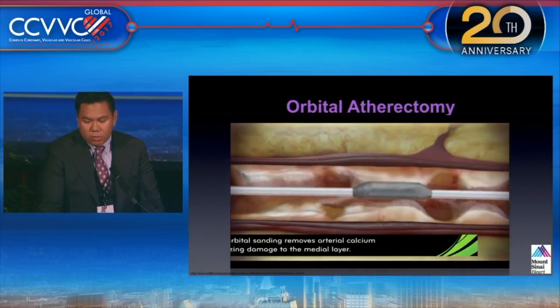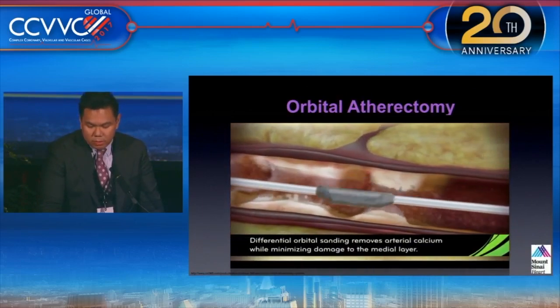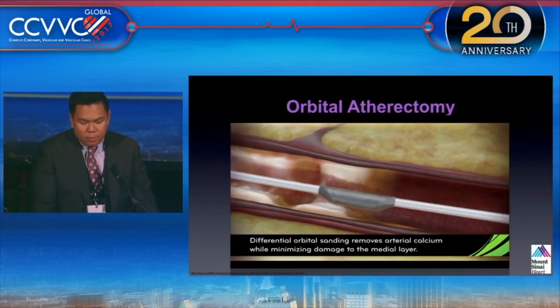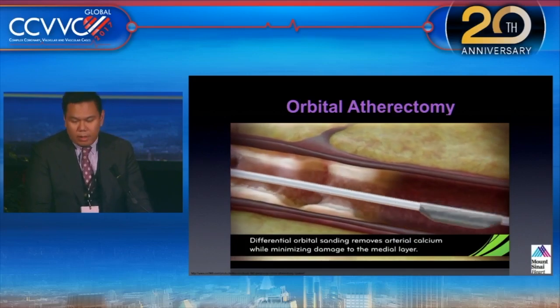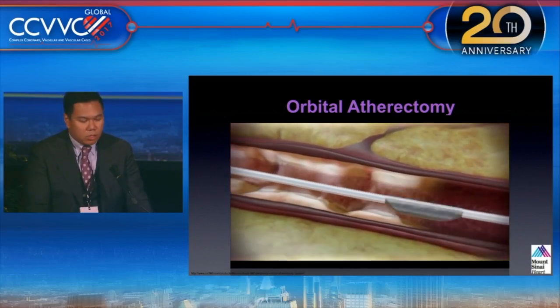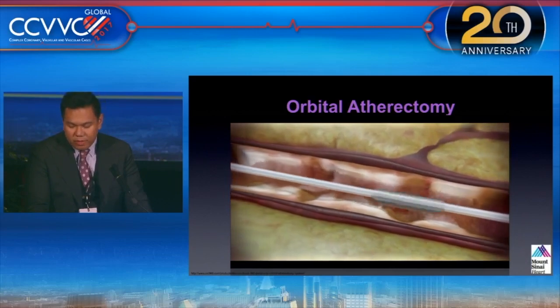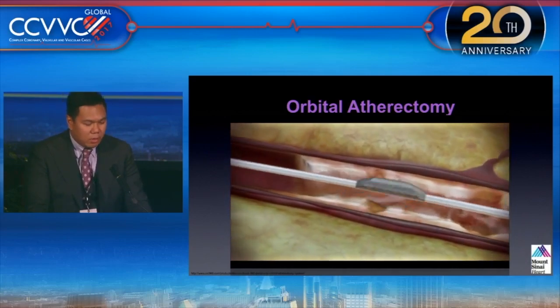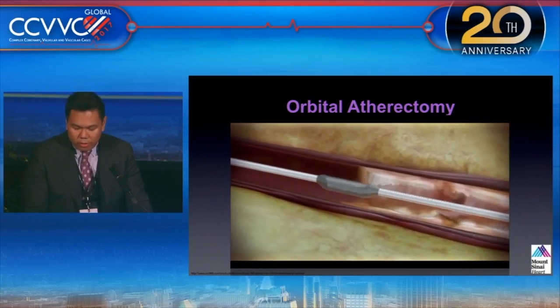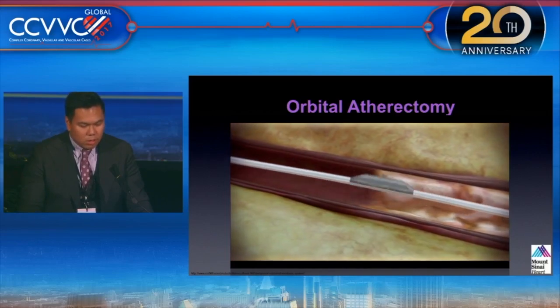Another one of the newer devices is Orbital Atherectomy. This is made by CSI, but basically works by having a crown that rotates in a jump rope-like fashion in calcified vessels, where it sands down all the calcified atherosclerosis.